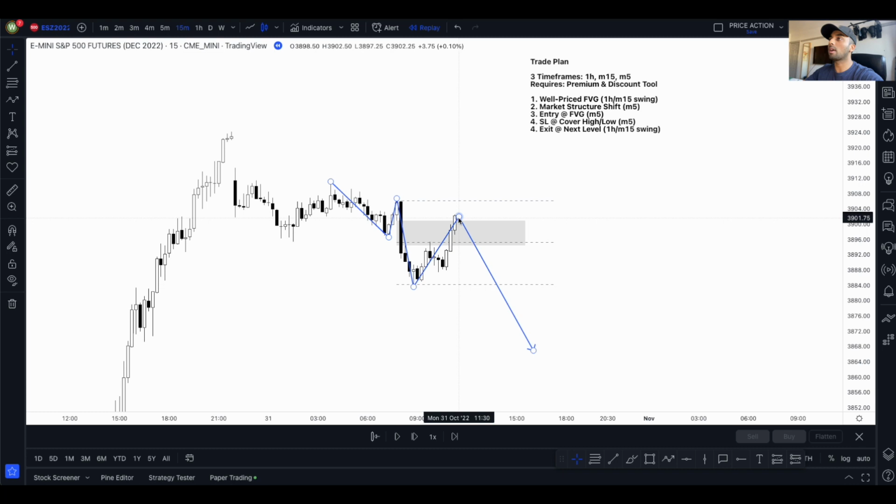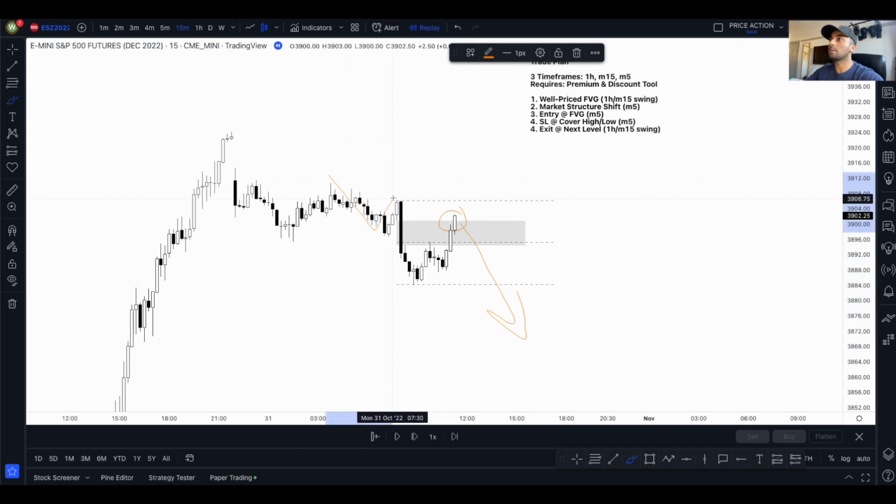Well priced means that it's either in the premium of a bearish swing or in the discount of a bullish swing, and that is what we mean by a well-priced fair value gap, okay? So that means well-priced. The fair value gap is essentially the gap, like I said earlier, between candle 1 and candle 3. So guys, you can see, number one, we are well-priced in a bearish market.